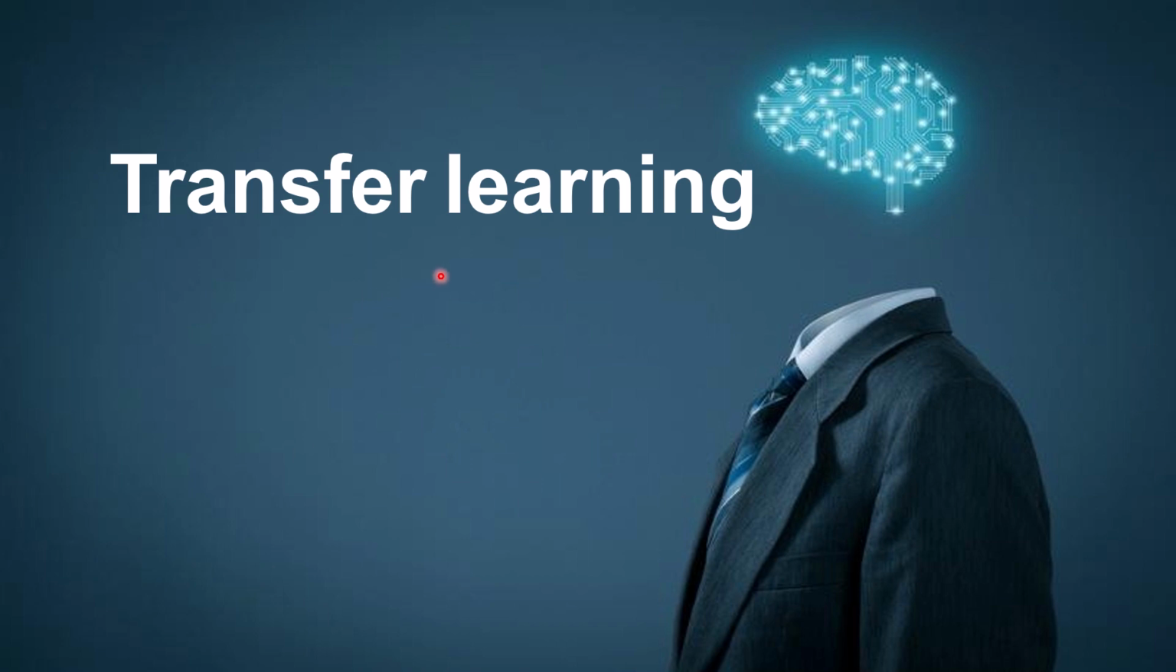Today we are going to learn about the transfer learning technique in deep learning. Transfer learning is a powerful concept in deep learning where a model developed for one task is reused as the starting point for a model on a second task. It's especially useful when you have limited data for the second task.